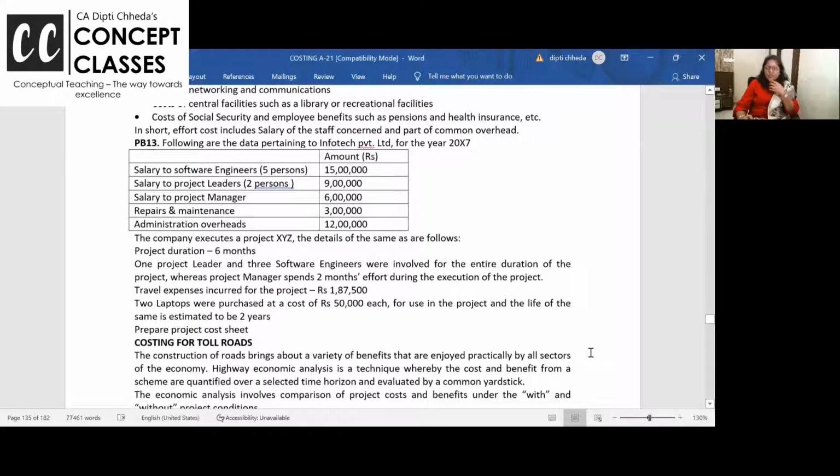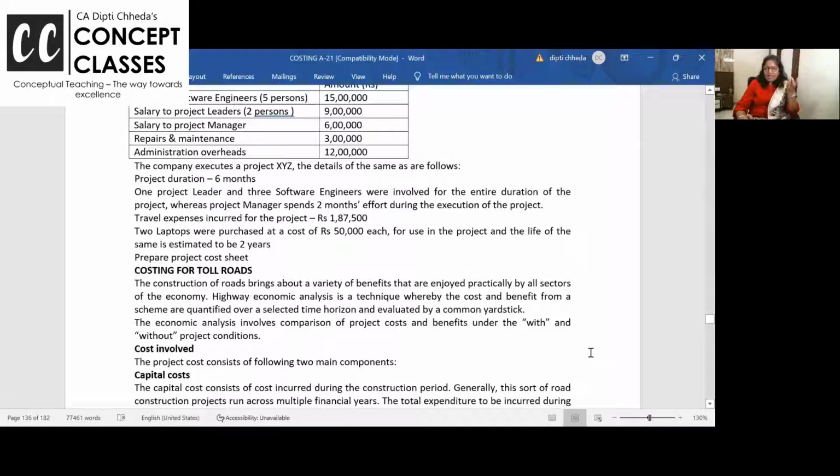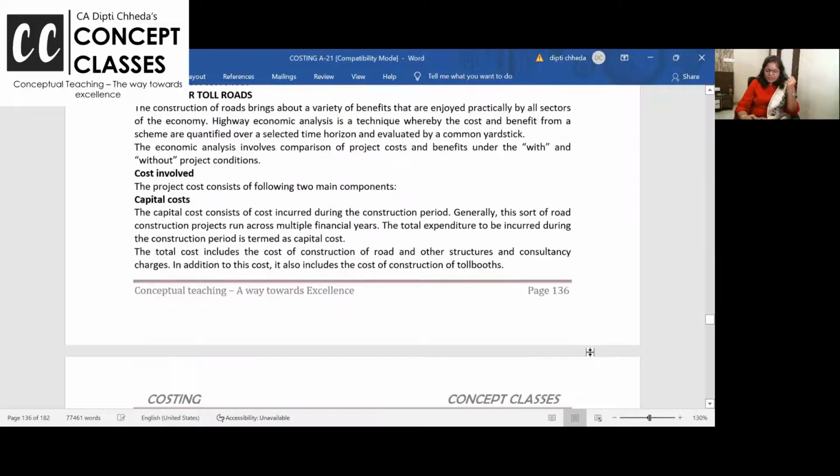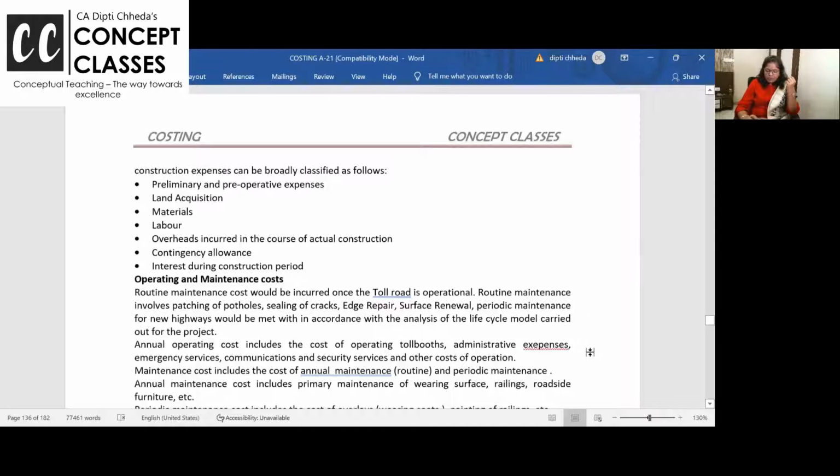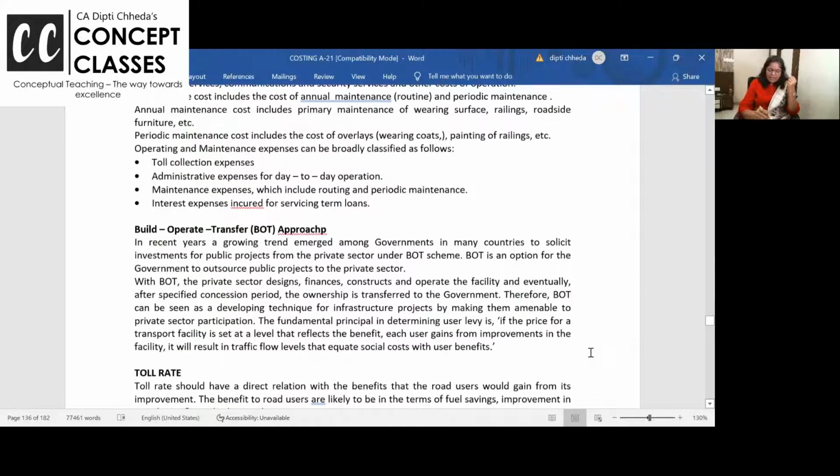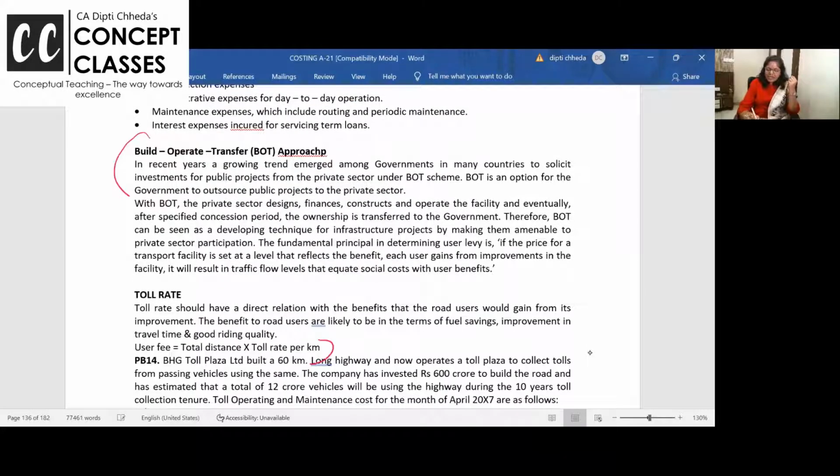What is the cost of employees in the IT industry? The major cost is employees and some depreciation for laptops and all. You can get the total cost. Toll gates are very much in trend nowadays. Or this one was asked in December 21 for 5 marks as a theory question: build, operate, transfer approach.